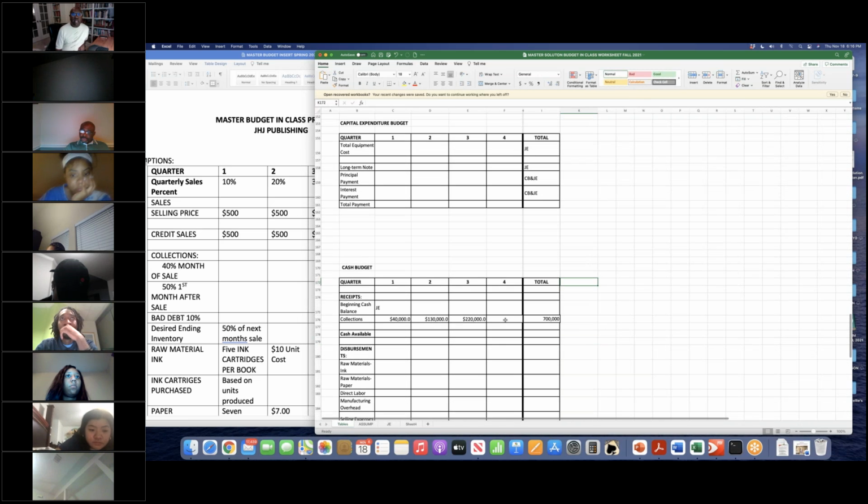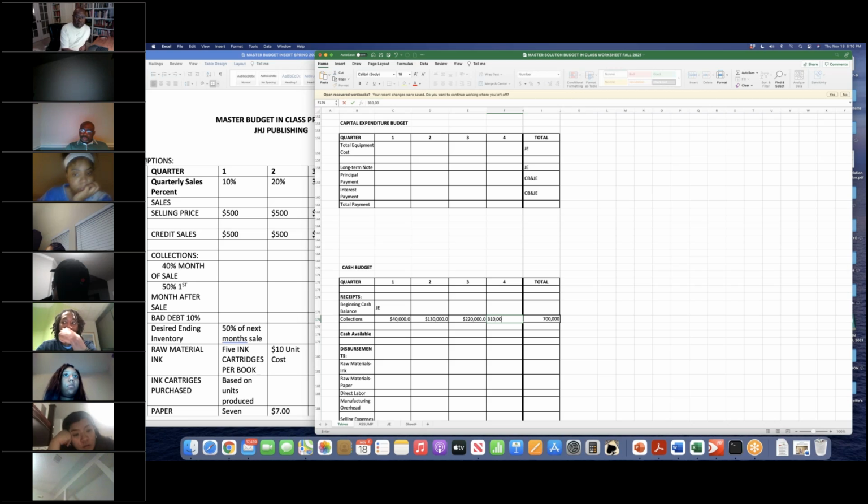So every time you have one of these schedules, except for the production schedule, whatever is on that bottom line comes to the cash budget. Whatever is on the bottom line goes to the cash budget.